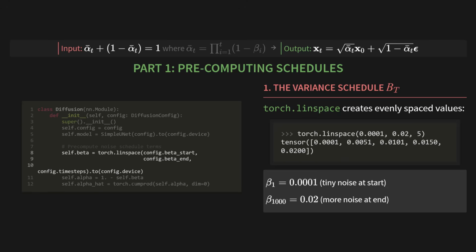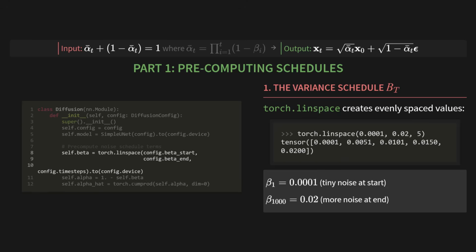It's way more efficient. Looking at the code here, inside the init method of our diffusion class, we'll set up everything we need. First, we define the variance schedule, beta sub t. We use torch.linspace to create a tensor of evenly spaced values, just like you see in the example. It starts at a tiny value for beta 1 and grows linearly to a larger value for beta 1000. So a little noise at the beginning, more noise at the end.